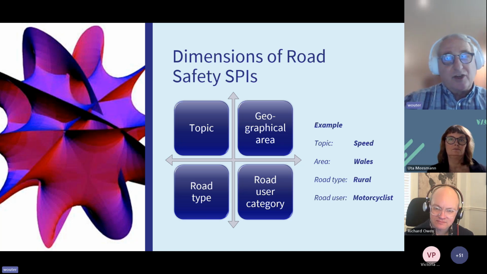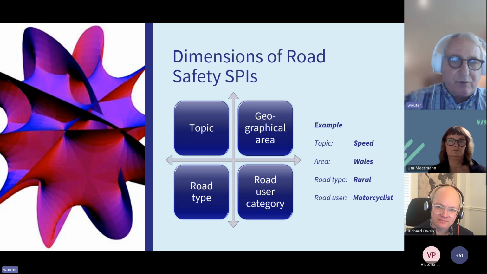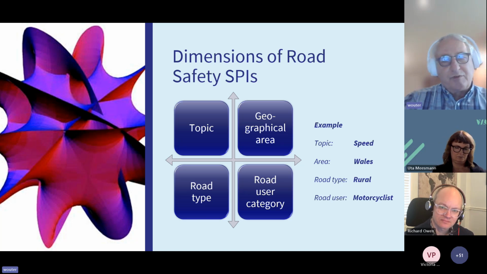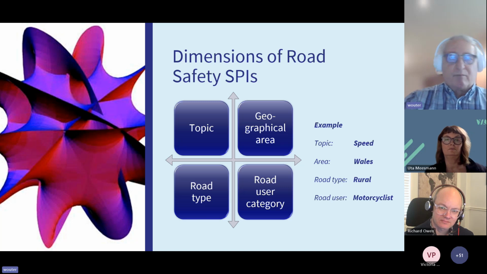Second one, what is the geographical area, the jurisdiction we are talking about? Are we talking about the UK, about England, about Birmingham, about your neighborhoods? And it can be very different. The third dimension is the road type. Do we have an indicator applying to all road types together, or are we looking at a specific road type or road category, like certain types of rural roads or roads with a certain speed limit or motorways?